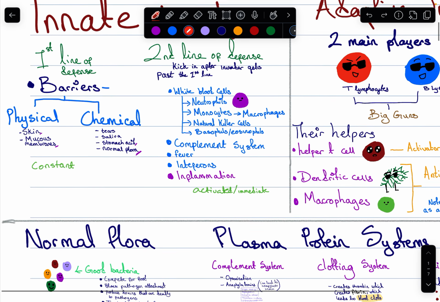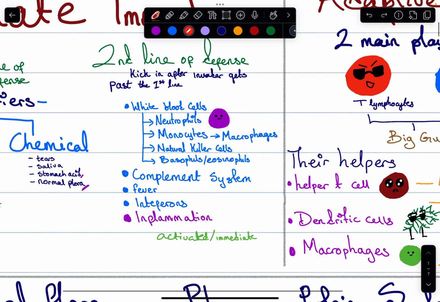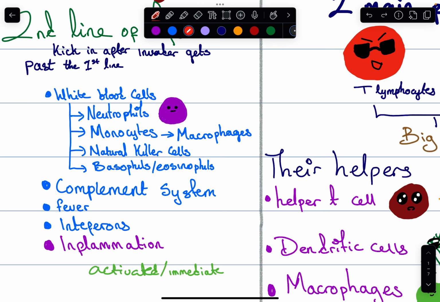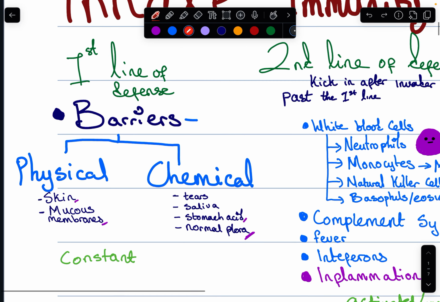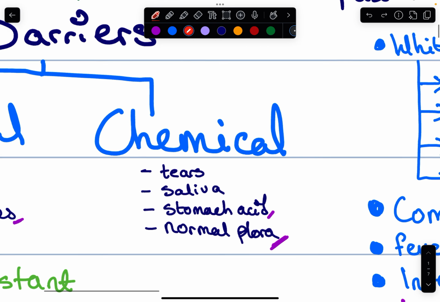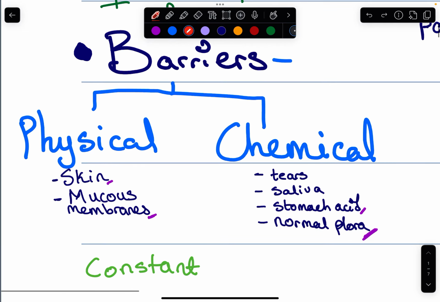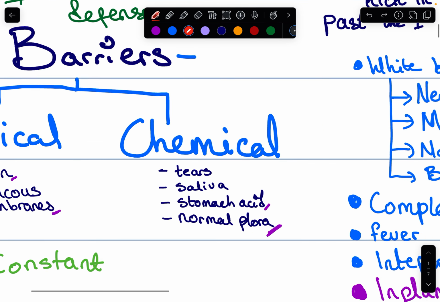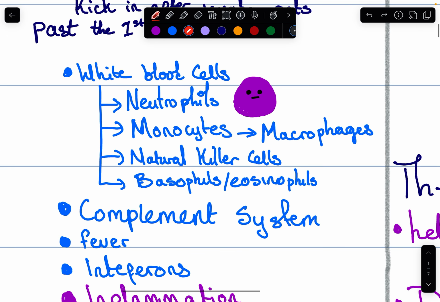Okay, that was the first line of defense. Next, we have the second line of defense. And this one, as the name implies, will kick in after the invader gets past the first line. Even though the first line is a really good amount of stuff to keep out bacteria, it's not enough. So what happens when the bacteria passes the first line? Well, then we have the second line.